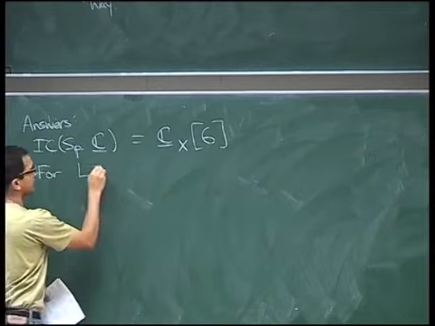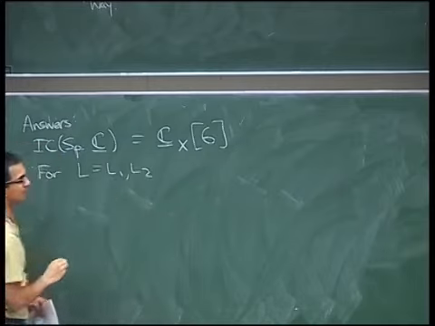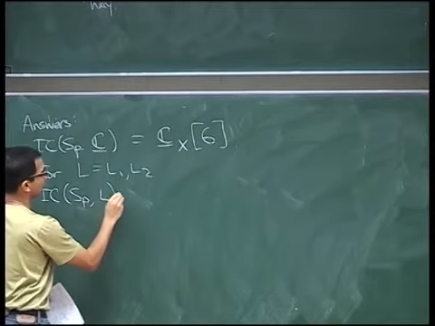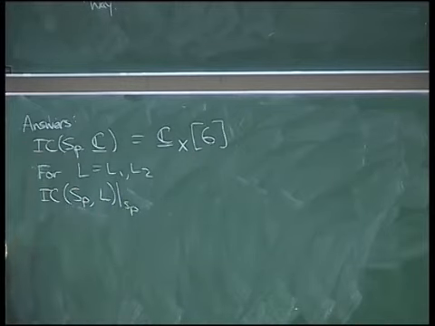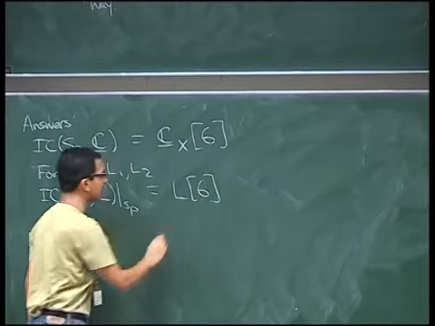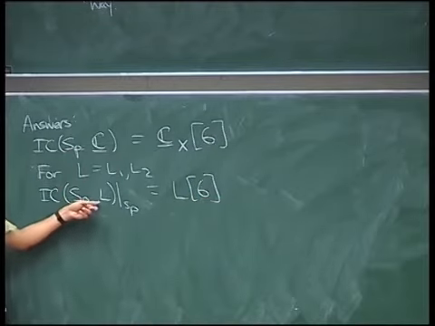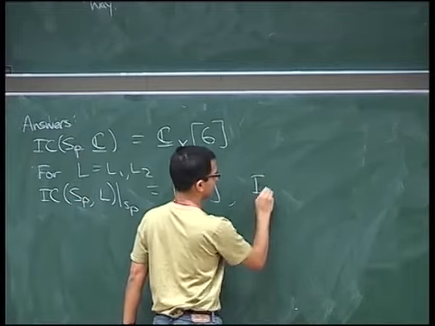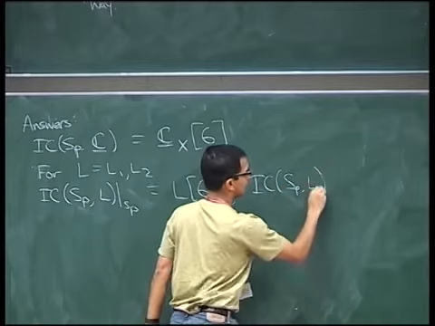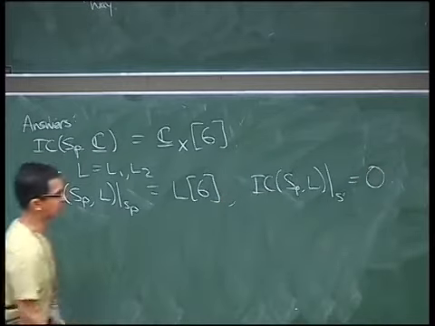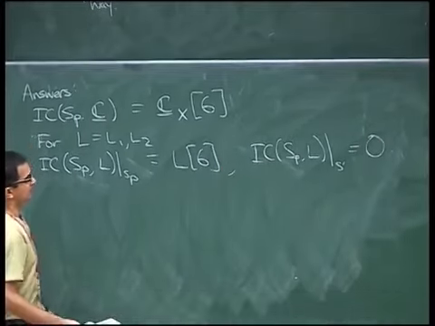And then for the other 2 local systems on the principal orbit, ICSPL restricted to the principal orbit itself, that theorem tells us that this is just supposed to be the local system you start with. And both of these IC objects, there are 2 different ones here, they both have 0 restriction to the boundary. So ICSPL restricted to any other S prime is just 0.